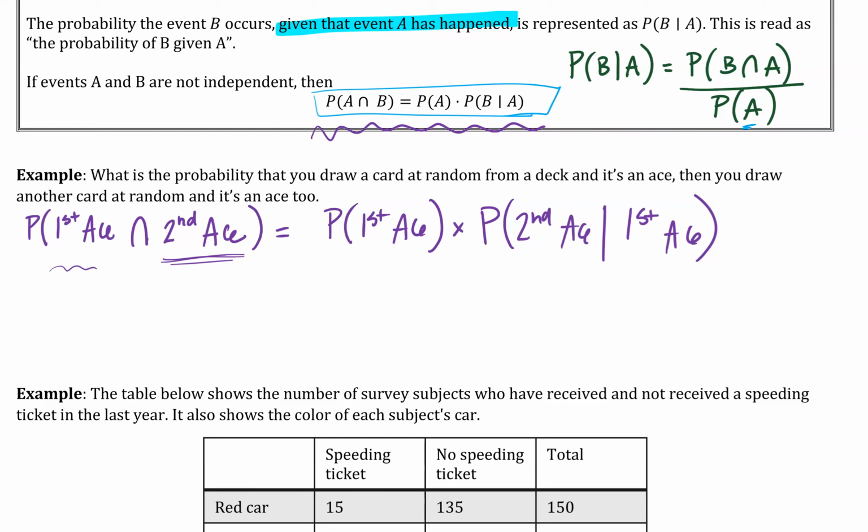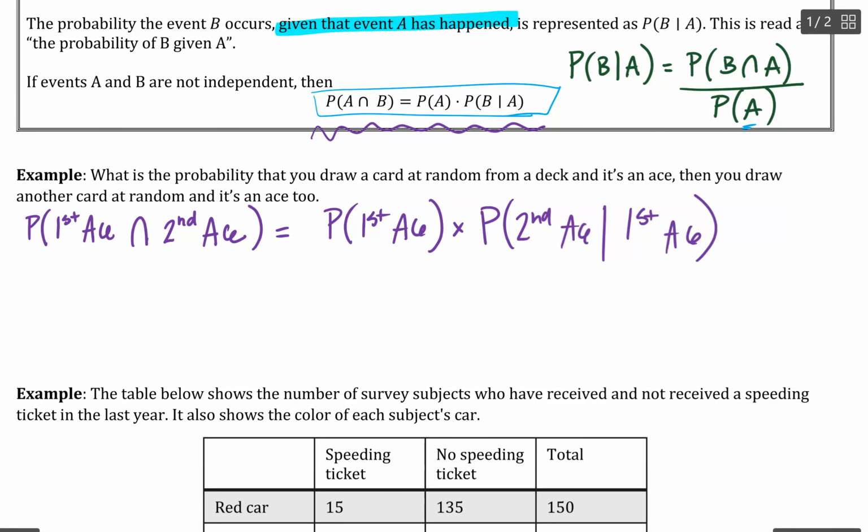It says you draw a card from a deck, it's an ace, and then you draw another one. So you're not putting the card back, so that probability is actually dependent on what happened the first time. So we can't just multiply the two probabilities together. We have to take into consideration what's already happened, what we already know.